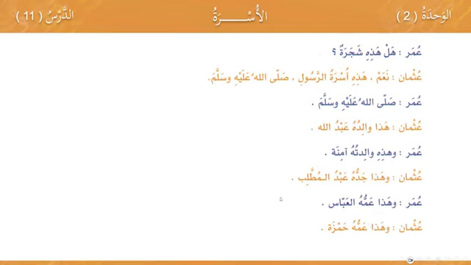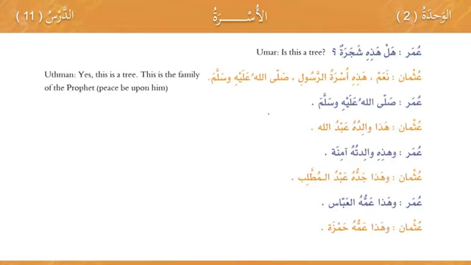Now let's look at the translation. هل هذه shajaratun. Hal, as we know, means is, and we have learned that when we talk about a question, that is basically a yes/no question. So if the answer is yes, you will say yes, and if the answer is no, you say no. هل هذه شجرة, is this a tree? عثمان: نعم. هذه أسرة الرسول صلى الله عليه وآله وسلم, this is the family of the Prophet, peace be upon him.